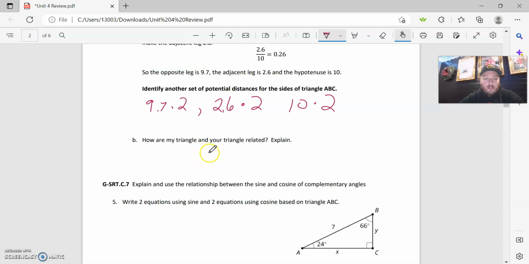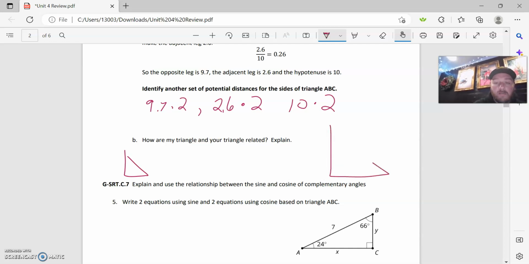B, how are my triangle and your triangle related? Okay, this is where it gets a little bit more nerdy, triggy, and so on. How they're related is that if I took my triangle, here's my triangle, here is your triangle, it's over here. Actually, I have to go backwards. That's you, and that's me. I say that because I doubled it. My scale factor was 2.